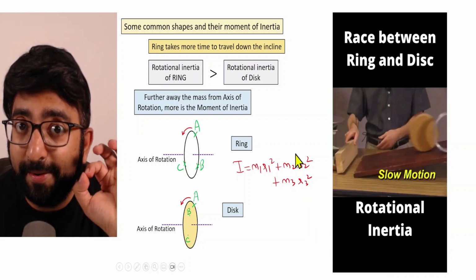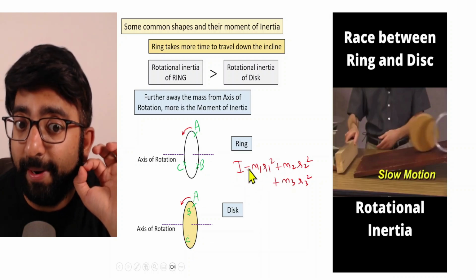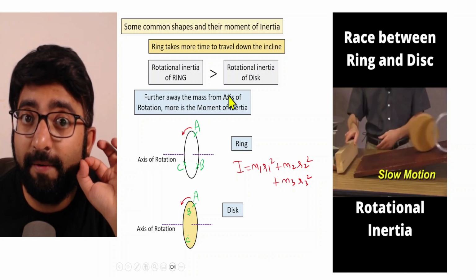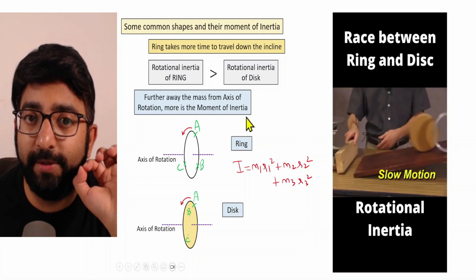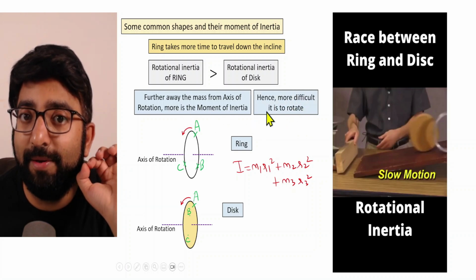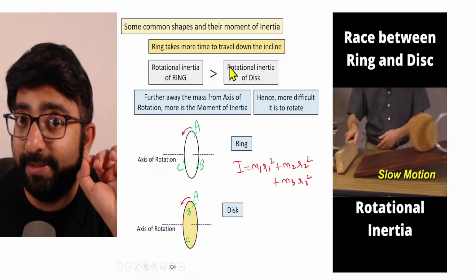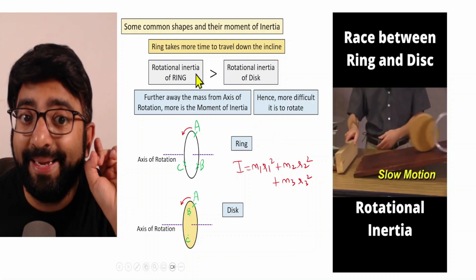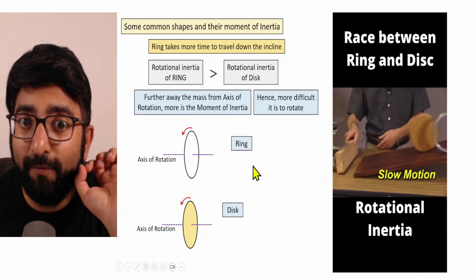And that is why, remember the basic concept, moment of inertia is mr square. It not only depends on mass, but also the r. And that is why if the mass is further away from the axis of rotation, that object is going to have a greater moment of inertia. And since the greater the moment of inertia, it will be more difficult for the object to rotate. And in this case, since the rotational inertia of the ring is greater than the disk, the moment of inertia for the ring will be greater than the moment of inertia for the disk. So this was the complete analysis of moment of inertia.